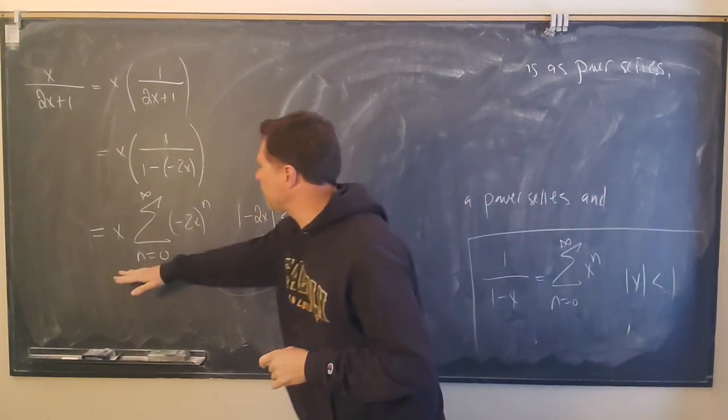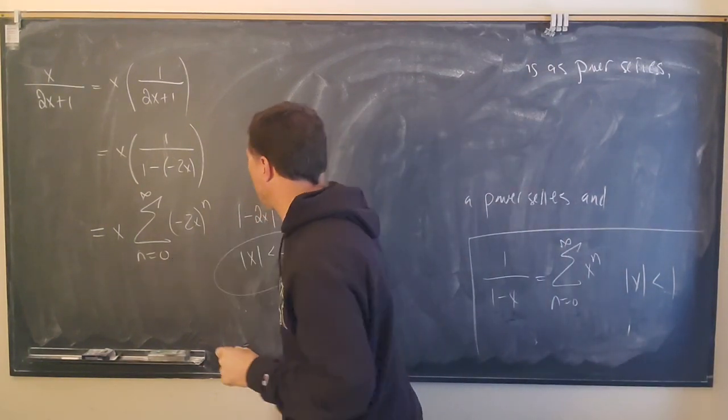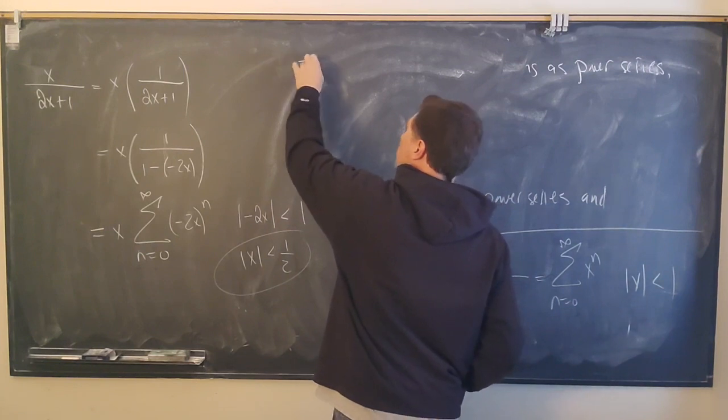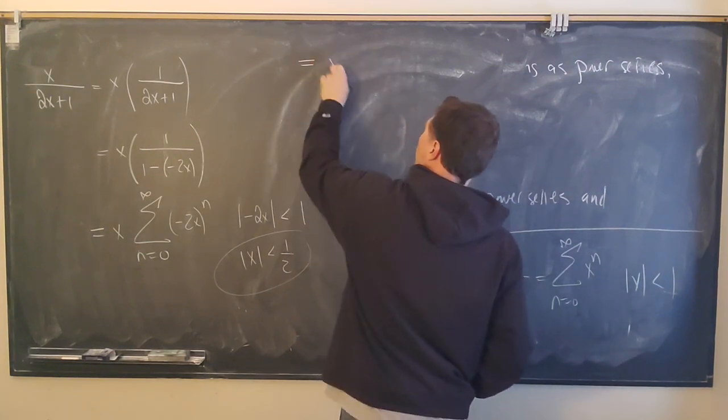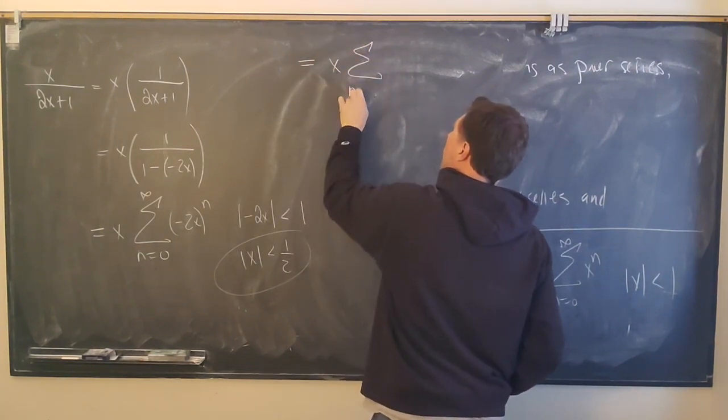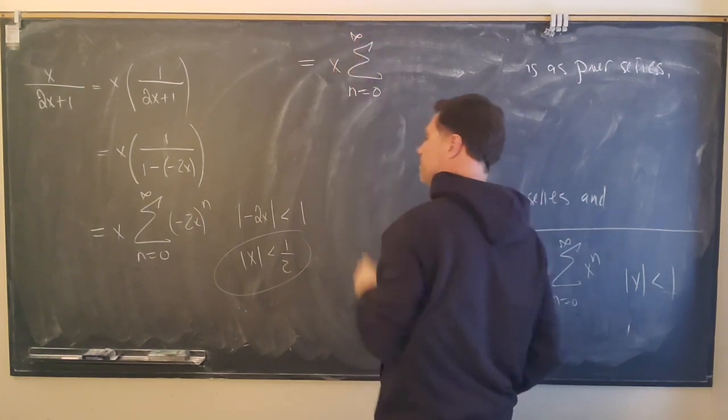Now, let me clean this up. This is not quite in the form that I want. So continuing with equal signs, this is equal to x times the sum n equals 0 to infinity.